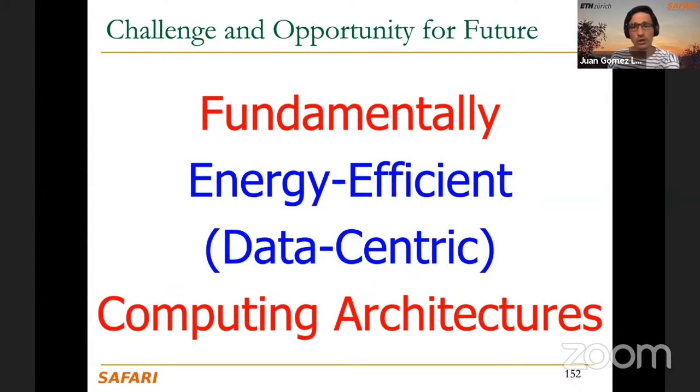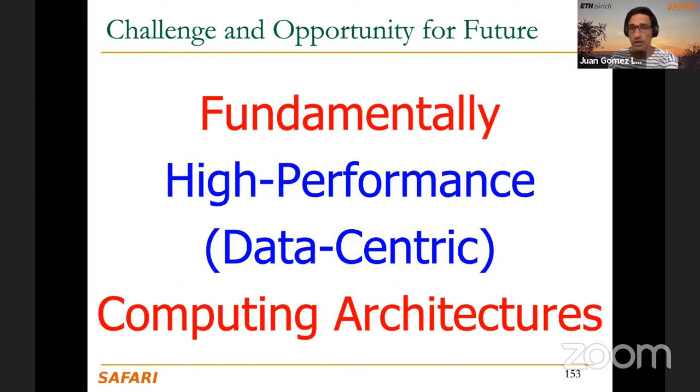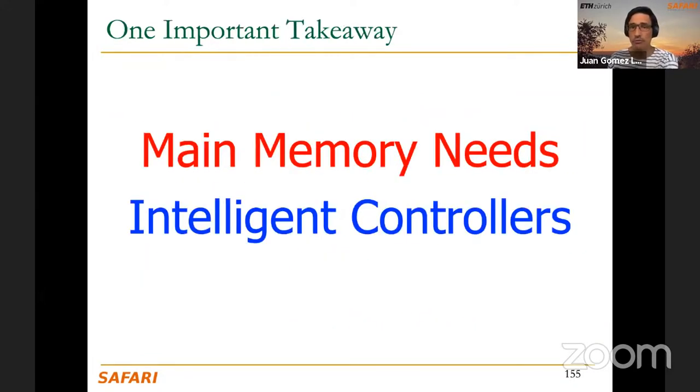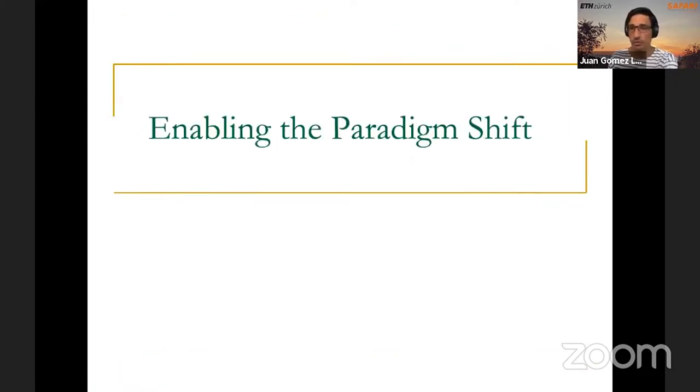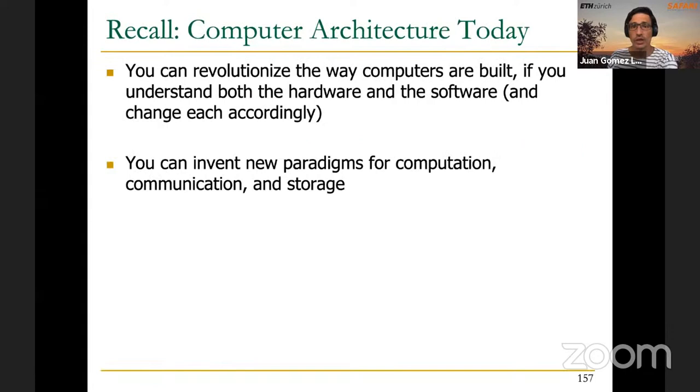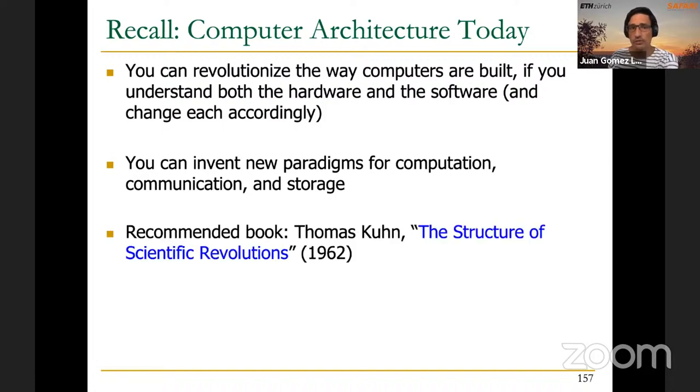So the main goal is to fundamentally build energy-efficient, data-centric, high-performance computing architectures, computing with minimal data movement. One important takeaway is that the main memory needs intelligent memory controllers, and we want to enable this paradigm shift. So recall, in computer architecture today, there are new ways of revolutionizing the way that we build computers, inventing new paradigms for computation, communication, or storage, etc. Processing in memory is one of these new paradigms.